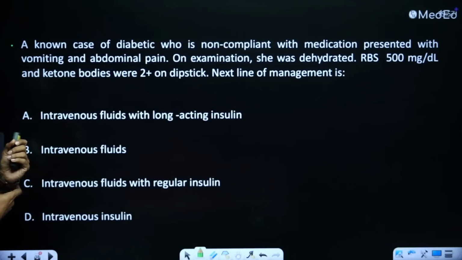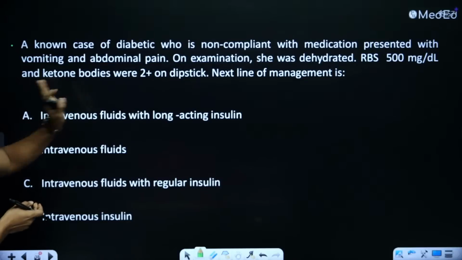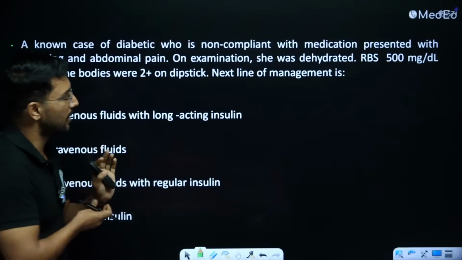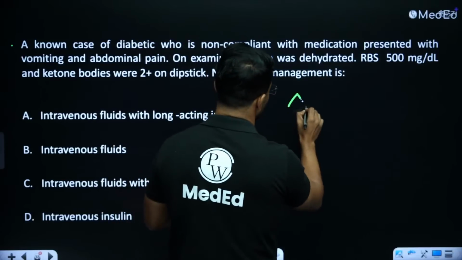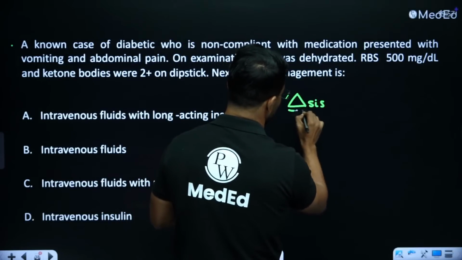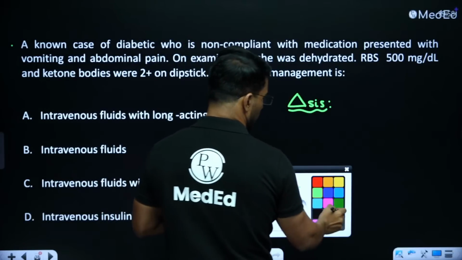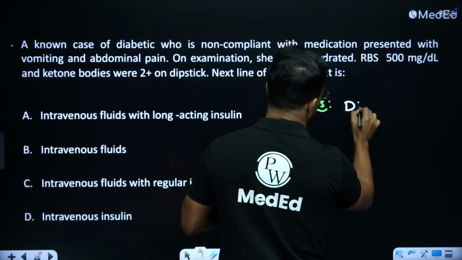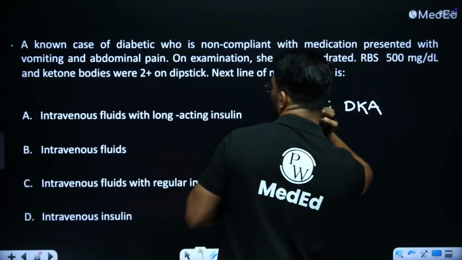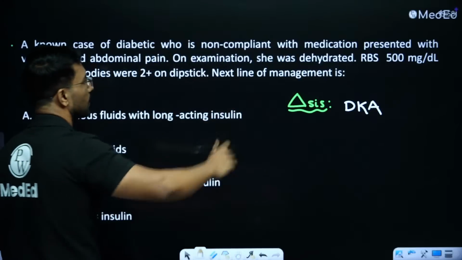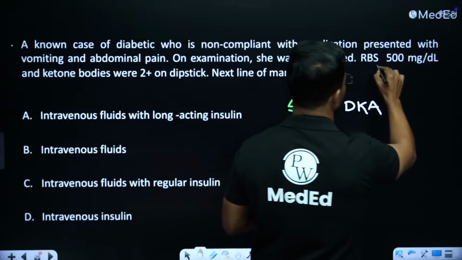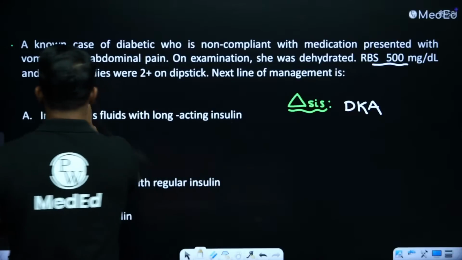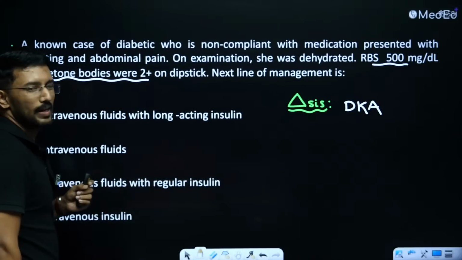A known case of diabetes who is non-compliant with medication presented with vomiting and abdominal pain. On examination, she was dehydrated. RBS is 500 milligrams per deciliter and ketone bodies were 2+ on dipstick. What is the next line of management? So the diagnosis is very straightforward for all of us. What is going to be the diagnosis here? We are dealing with diabetic ketoacidosis. Any diabetic with blood sugar level more than 250 milligrams per deciliter and detectable ketone bodies is always a case of DKA, right?